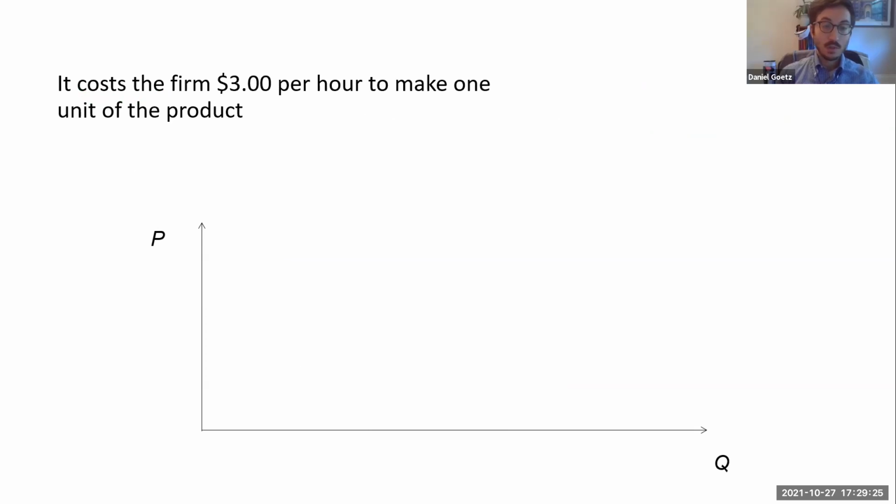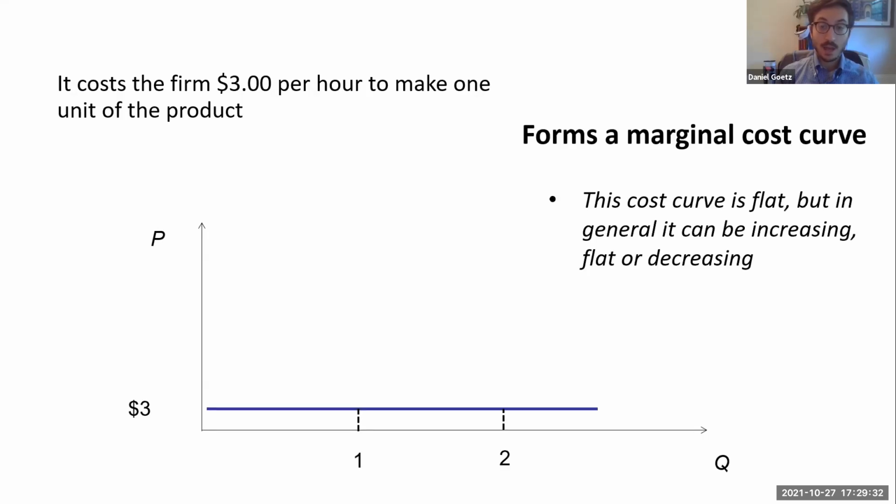Now I said we also need the marginal cost curve. So in this course, we'll only be thinking about flat marginal cost curves. In this case, we have an instance where the firm is spending $3 to make one unit of the product. So forget that per hour thing. Just think $3 to make one unit of the product.